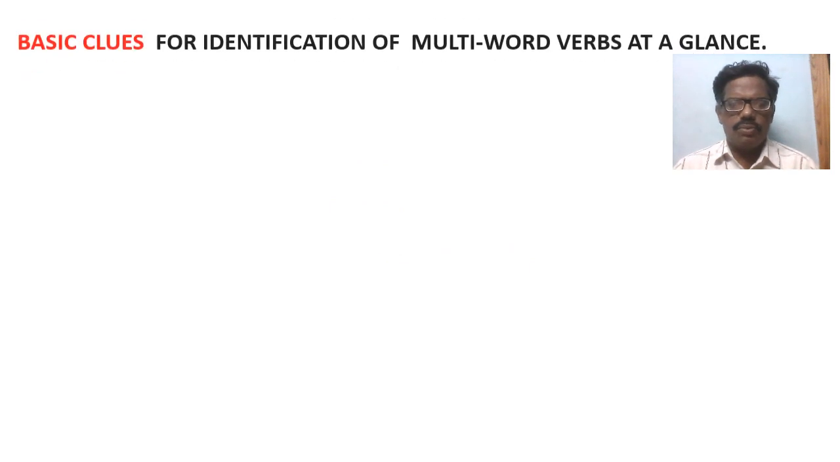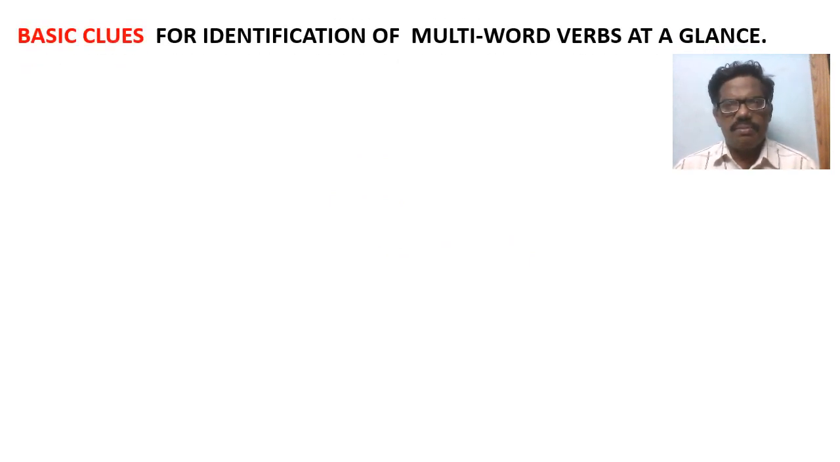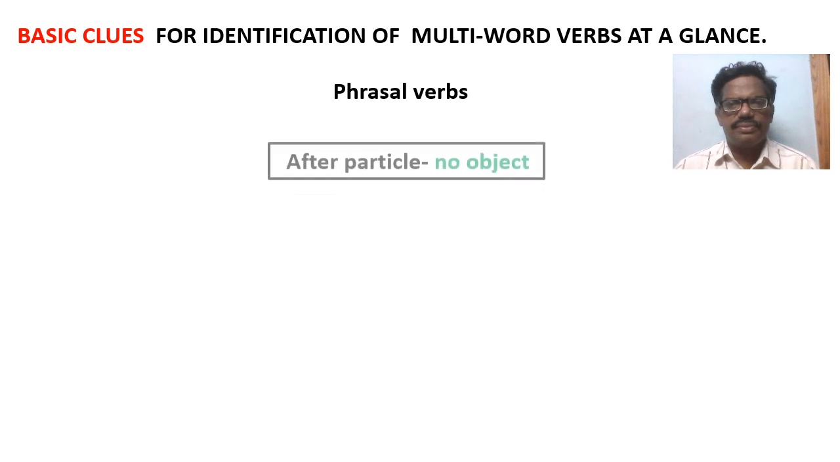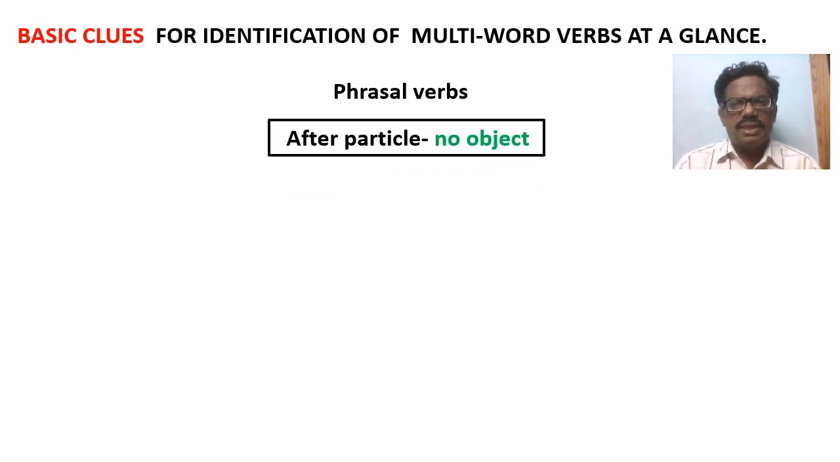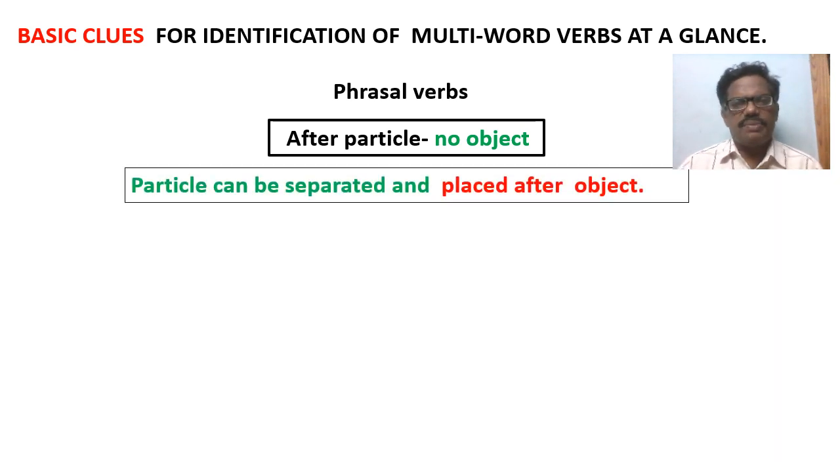Here are the basic clues brought together at one place for identification of multi-word verbs. So first multi-word verb, phrasal verb. Which multi-word verb is called a phrasal verb? Whenever after a multi-word verb there is no object, then the multi-word verb concerned is called a phrasal verb. If the multi-word verb has an object after it and the particle can be separated and placed after the object, then the multi-word verb concerned is called a phrasal verb.